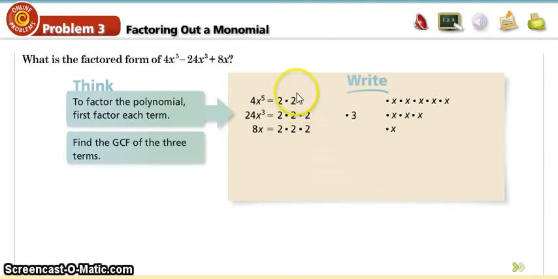Okay, what they did here is they separated these. They all have 2's in common. This one is the only one that has a 3. And then they all have x's in common. So you've got to figure out how many of the 2's and how many of the x's they actually have in common.